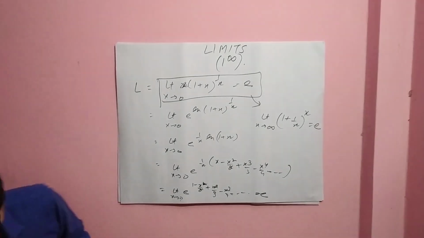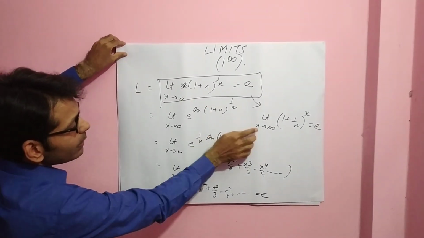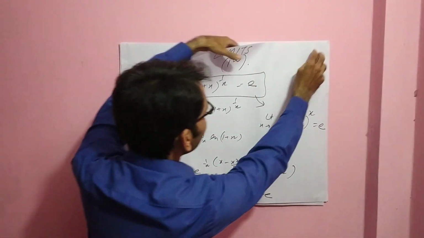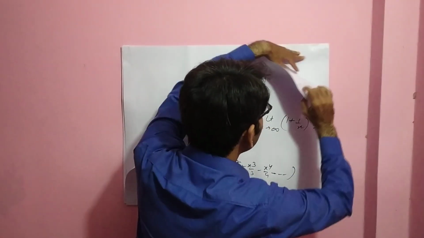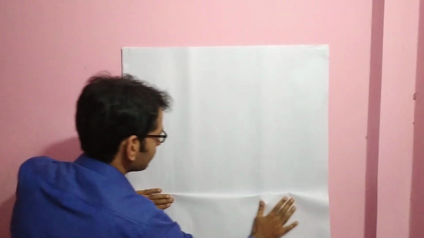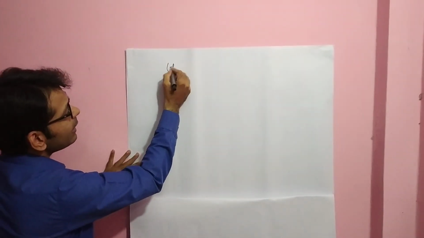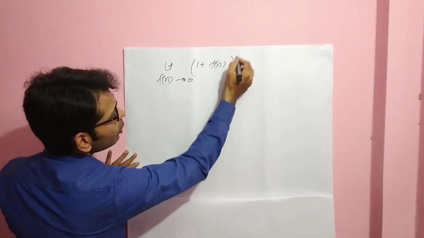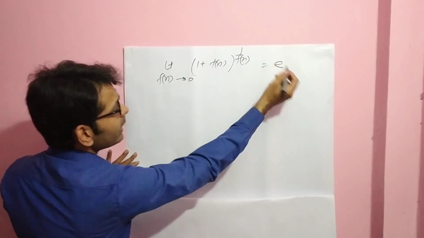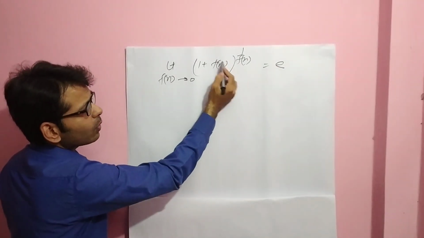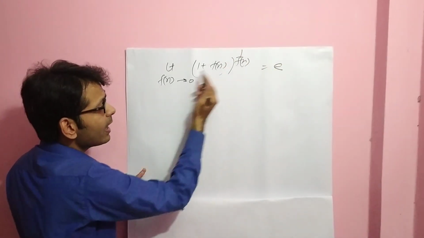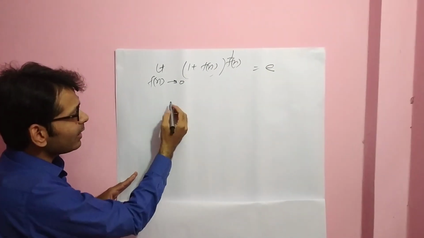Now we can also replace this x by f(x), and still we would get just the same result. Say we have limit f(x) tending to 0, (1 plus f(x)) whole to the power 1 by f(x). This again would be e because f(x) is tending to 0 and this is 1 by 0, infinity. Again we have 1 to the power infinity. Answer would be e. This expression can be written in a better way like this.